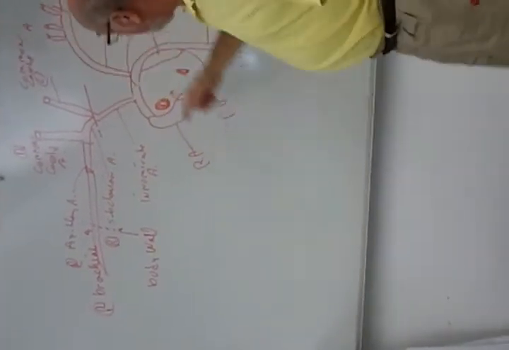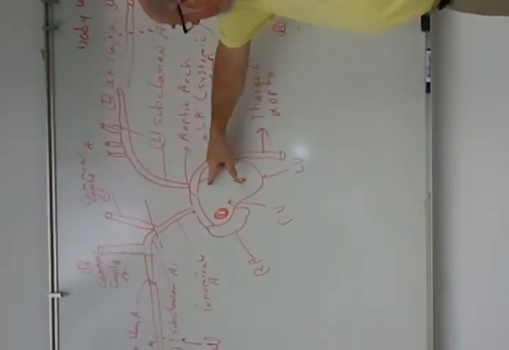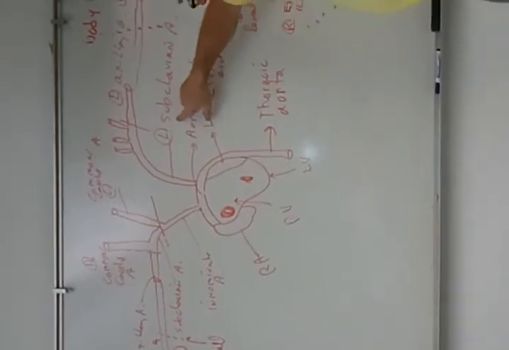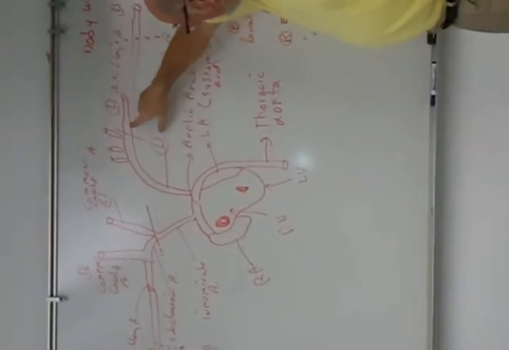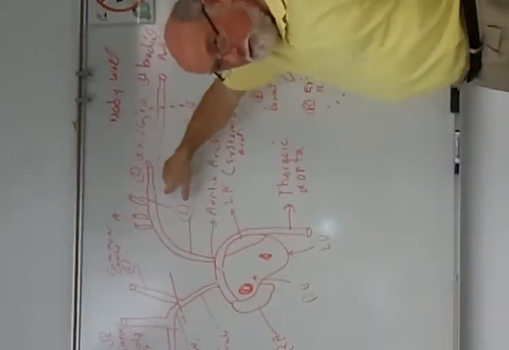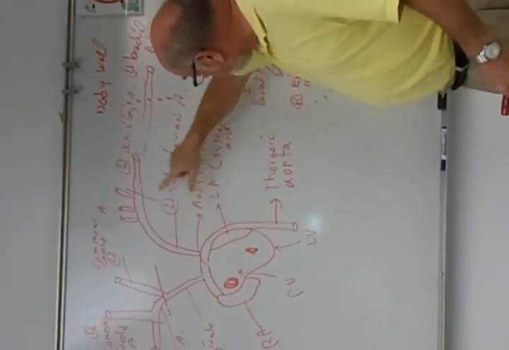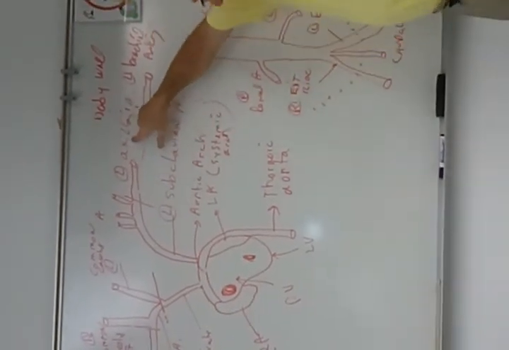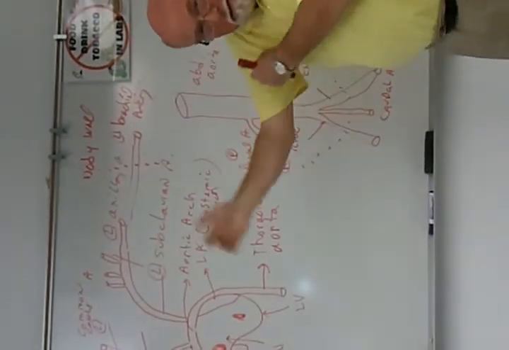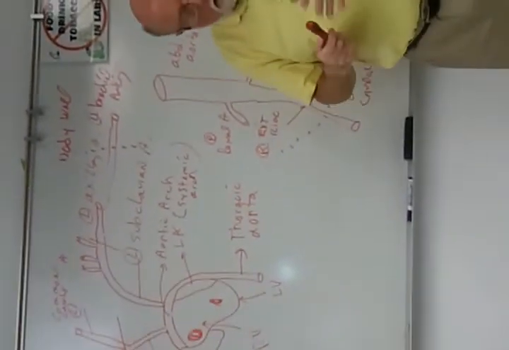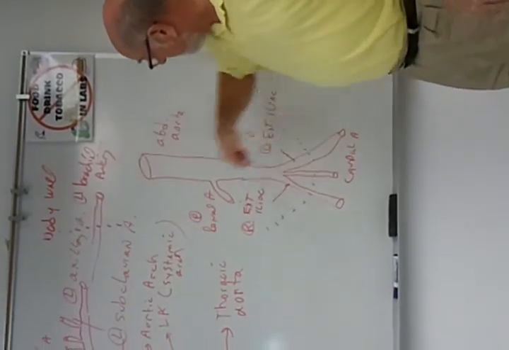Okay? Second branch from the systemic arch, left subclavian artery. It arches up, gives off three smaller vessels that we're not considering. At that point, it becomes the left axillary artery. As it exits the body wall and continues out into the front limb, becomes the left brachial artery.